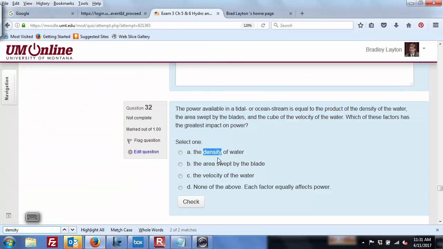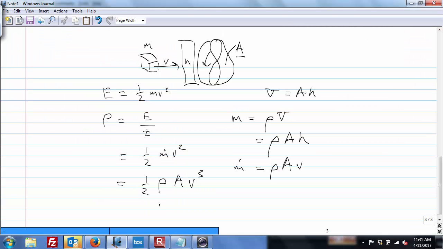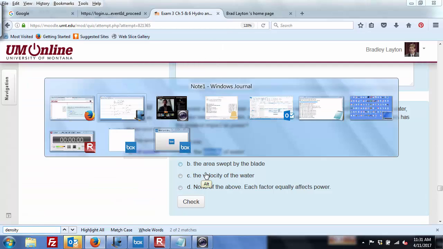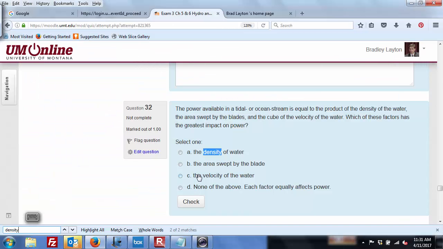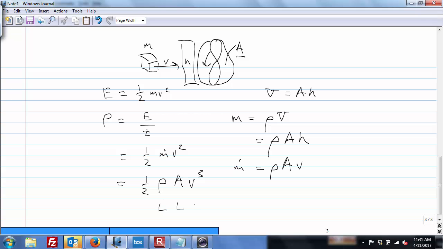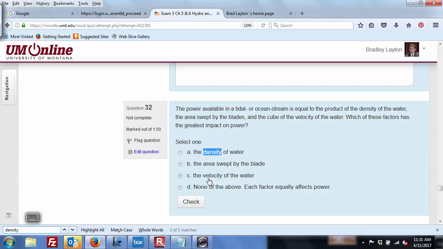So back to the question. The density, that's linear. The area, that's linear. And the velocity is cubed. Yeah, that's cubed. So it's most sensitive to the velocity.